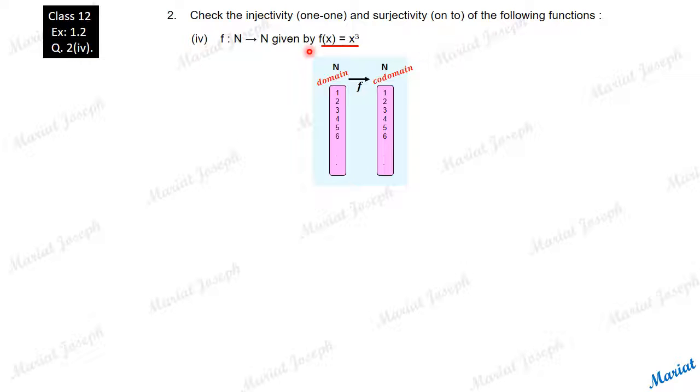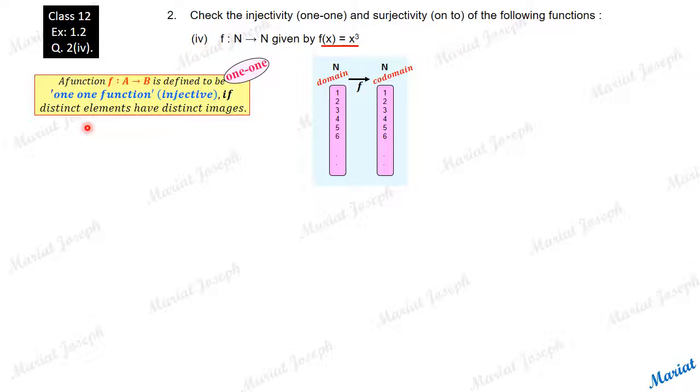We need to check whether it is a one-one function. What is one-one function? A function f defined from a to b is called one-one function or injective function if distinct elements have distinct images. That is, for any two numbers x1 and x2 which are unequal, their images should also be unequal. Distinct elements imply distinct images.